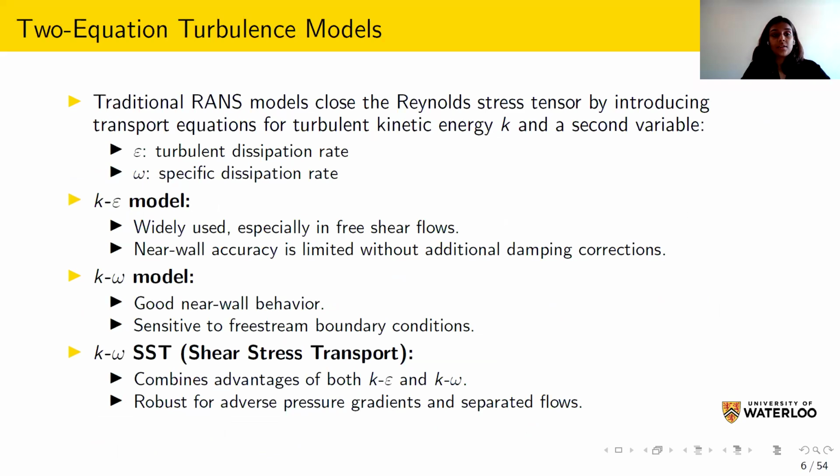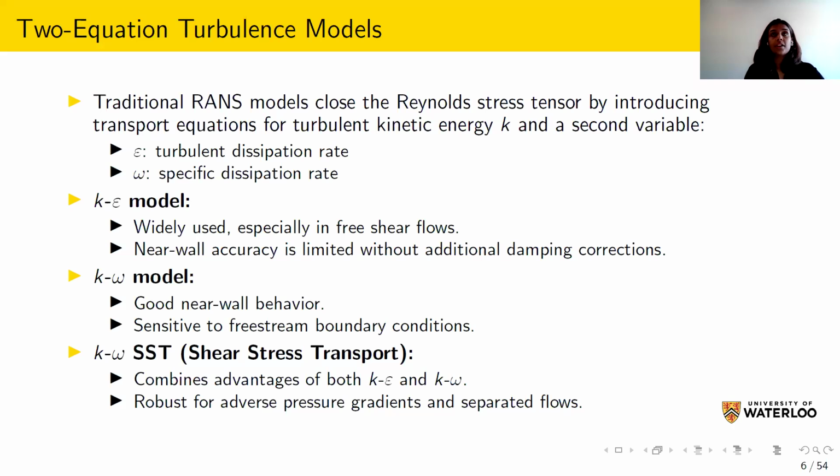Just going over some common two-equation turbulence models used in the industry: the K-epsilon model, K-omega, and then you have the K-omega SST, which is the shear stress transport. We have a transport equation for the TKE, or the turbulent kinetic energy, and then usually you have a second variable, which is either epsilon, the turbulent dissipation rate, or omega, the specific dissipation rate. The K-epsilon model is widely used, especially in free shear flows, but the near-wall accuracy is limited.